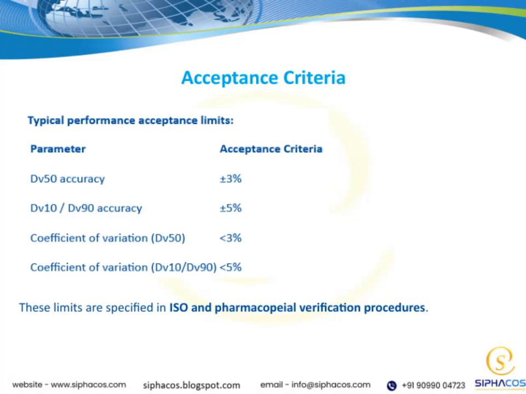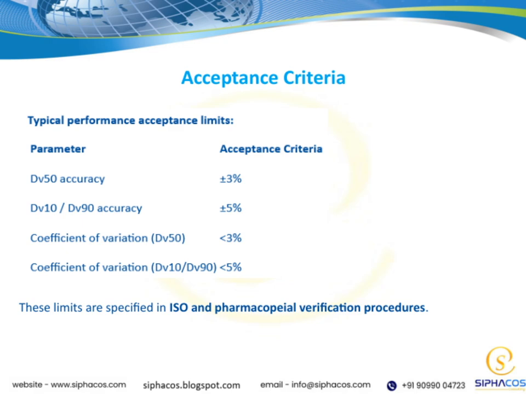These limits are specified in ISO and pharmacopoeial verification procedures, which are essential standards we follow to ensure quality and consistency. When we're verifying products or processes, these acceptance criteria serve as the benchmarks that determine whether the results meet the required specifications. It's important to understand that these criteria are not arbitrary. They are based on internationally recognized guidelines that promote safety, efficacy, and reliability.